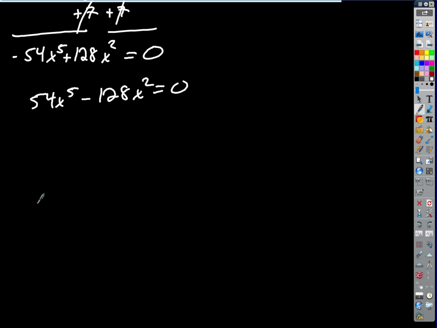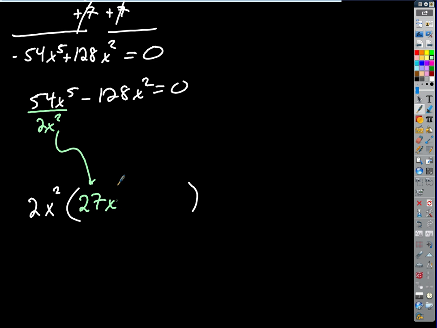So, you said we're going to factor out a 2x squared, and we want to figure out what's left behind. If I want to figure out what's left behind, I could ask myself, 2x squared times what is 54x to the 5th? But when we get bigger GCFs, greatest common factors, we can also divide by 2x squared to see what's left behind. So 54 over 2 is 27, and x to the 5th over x squared is x cubed.